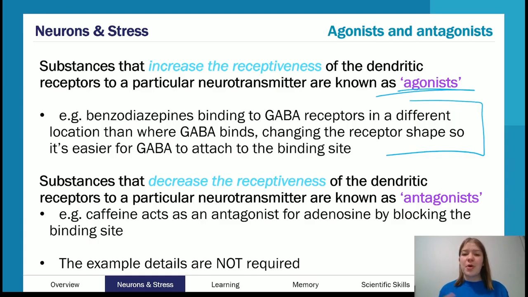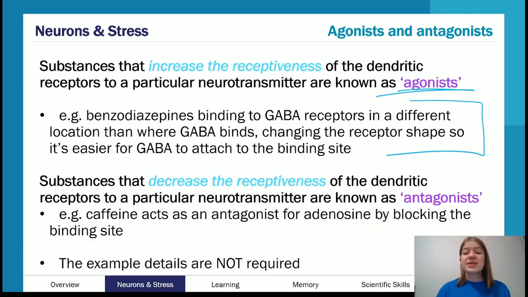You don't need to know about the mechanisms, but this is just to give you an example of how it can work. Benzodiazepines can bind to the GABA receptors in a different spot than where GABA actually binds. So this is then going to change the receptor shape, which makes it easier for GABA to bind onto the receptor. So they're increasing the effect of GABA in the brain. And we know that GABA is an inhibitory neurotransmitter. It's nice for slowing things down, and benzodiazepines can be used as an anti-anxiety drug.